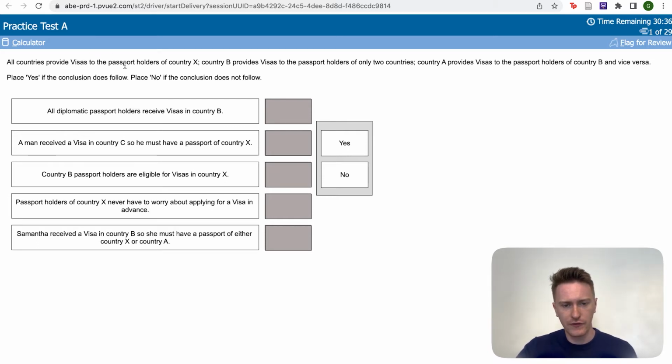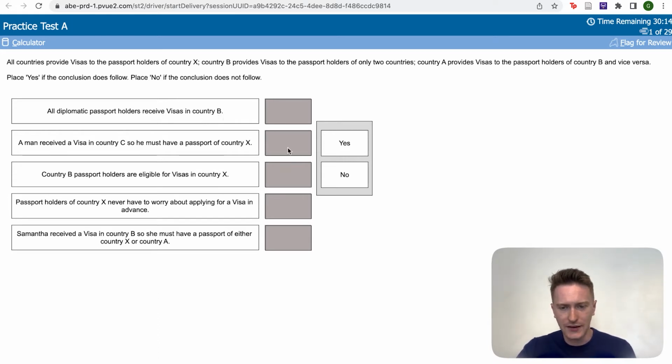So all countries provide visas to passport X. So X is doing great. Country B provides visas to only 2 countries. That's a bit vague. Let's move on. Country A provides visas to B and vice versa, so B gives to A. Presumably B also gives to X, so they're the 2 countries that are mentioned here. Okay, great.